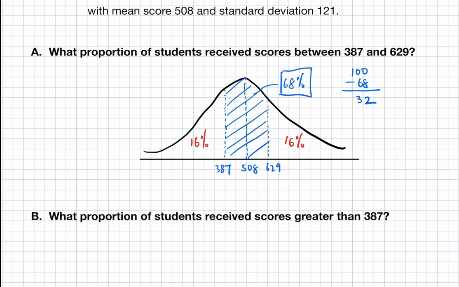And we want to know what proportion of students receive scores greater than 387. So we would say that it's this 68% plus the 16%, because scores greater than 387 would be everything to the right of 387. Okay, so then we would say that it would be 68 plus 16%. Okay, so that would be 84%. So 84% of the students received scores greater than 387.